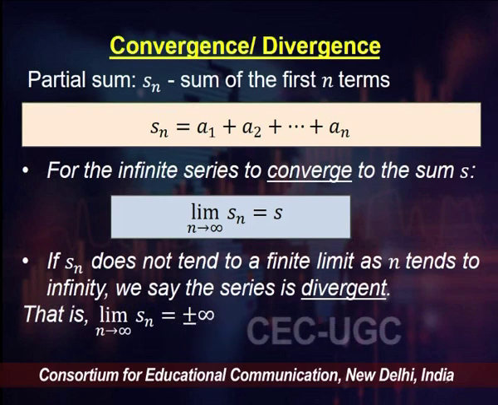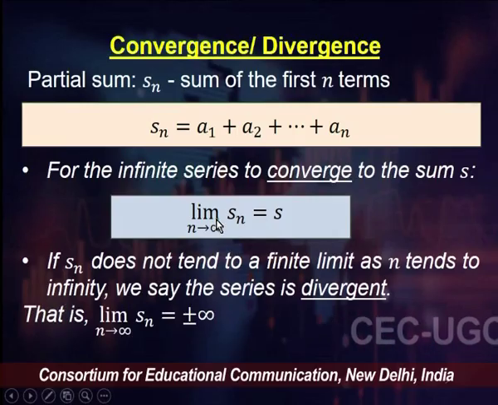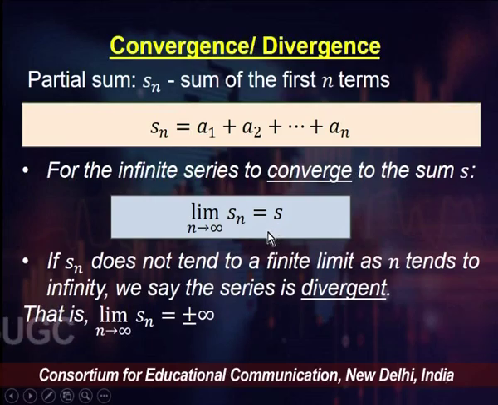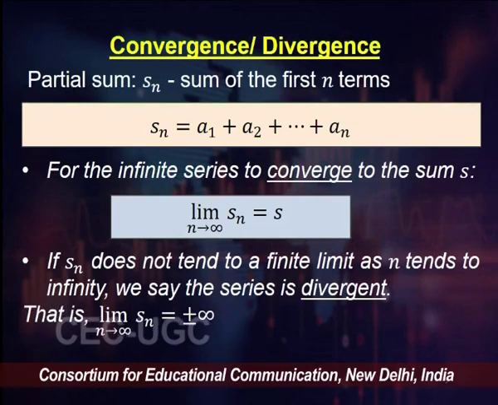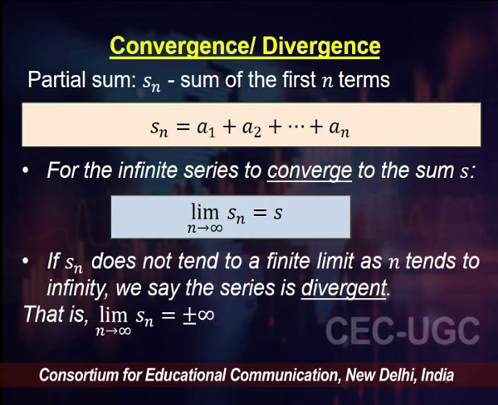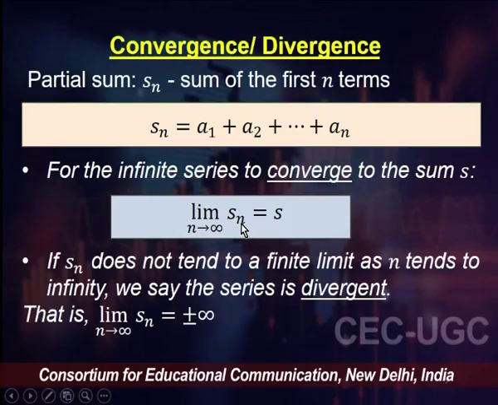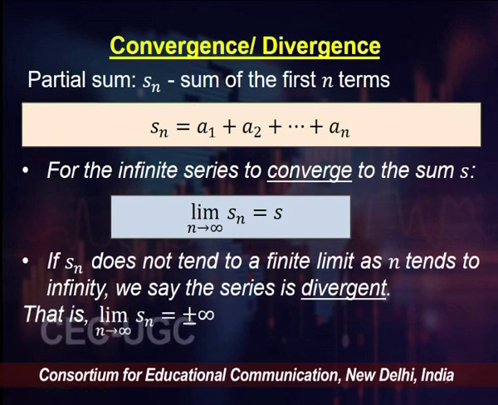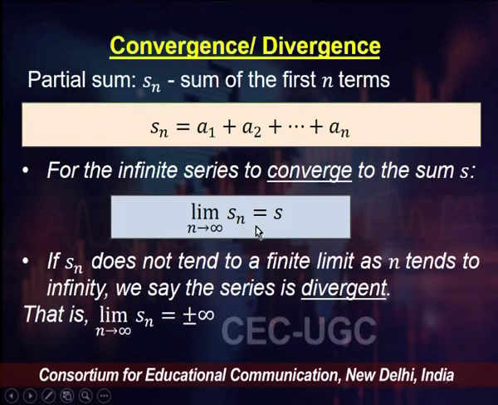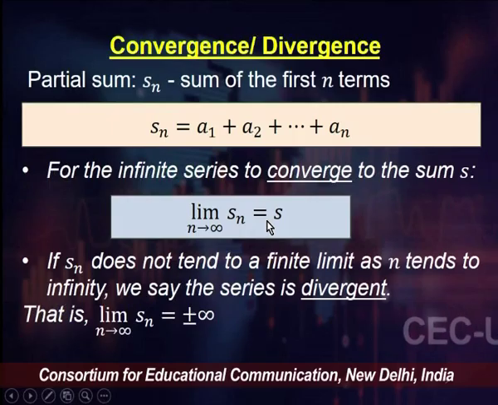So, if the partial sum S sub n tends to a finite value which is S as n tends to infinity, then we say that the infinite series converges to the sum S. So, here the sum S can be taken as a sum of all of the terms in the series. Okay? So, we have this very important result for the infinite series to converge to the sum S: the limit of the partial sum S sub n, which is the sum of the first n terms, as n tends to infinity. So, we have to get n to become larger and larger, and if that S sub n in the limit tends to this finite value S, we say we have convergence.